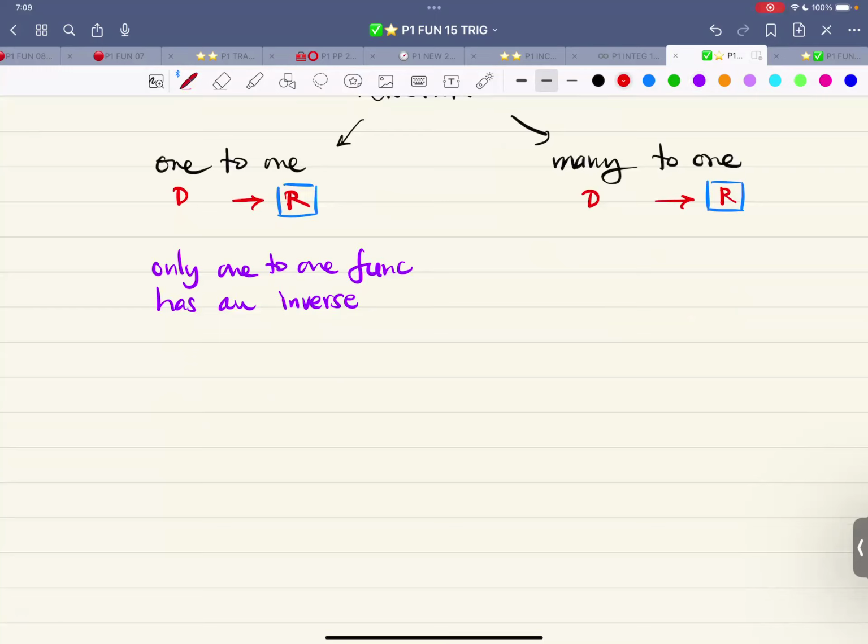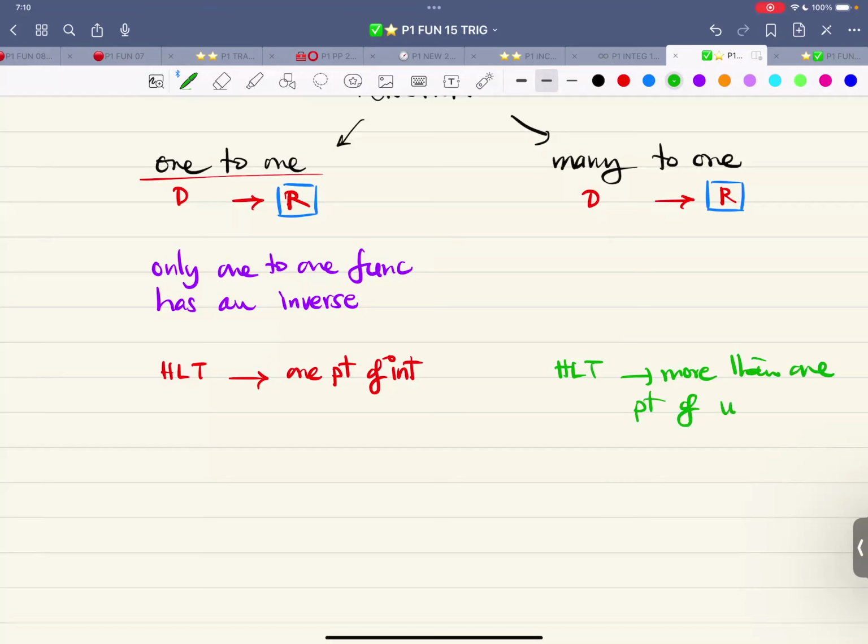Graphically, when we talk about it, we apply the horizontal line test. If it cuts at one point of intersection, it means one-to-one function. If, in the horizontal line test, there is more than one point of intersection, then it's a many-to-one function.